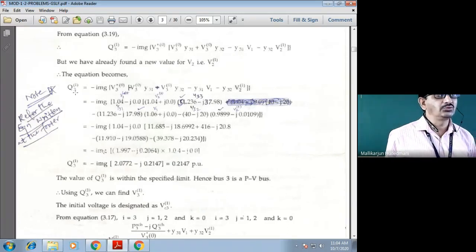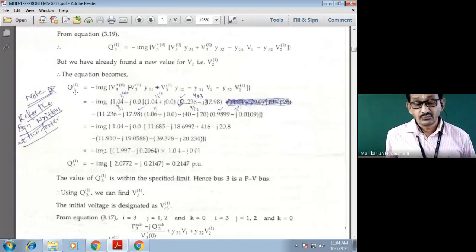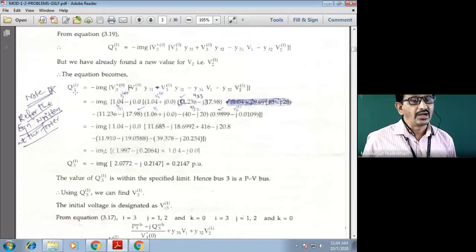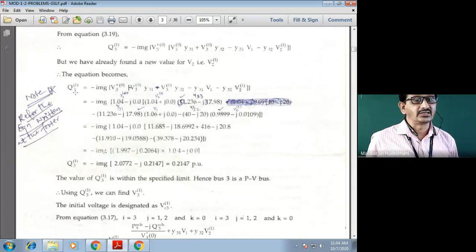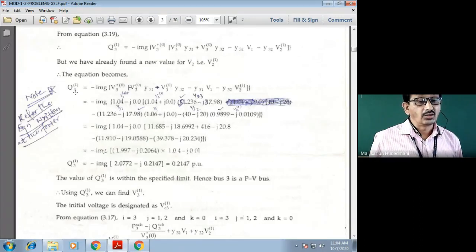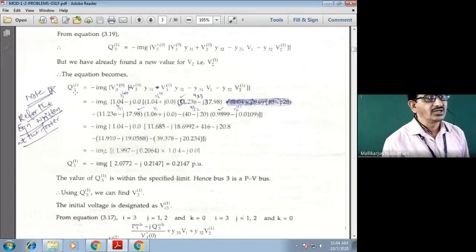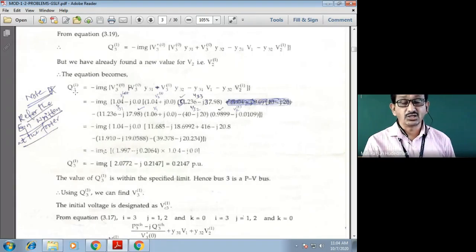P3 minus jQ3. The conjugate of complex power at bus 3, which is P3 minus jQ3, can be written in terms of V3 and I3, the conjugate of the entire thing. It is nothing but the conjugate of V3 times I of bus 3. What is bus 3 current? Bus 3 current is the current flowing from bus 3 to 1, I31, and from bus 3 to bus 2, I32.